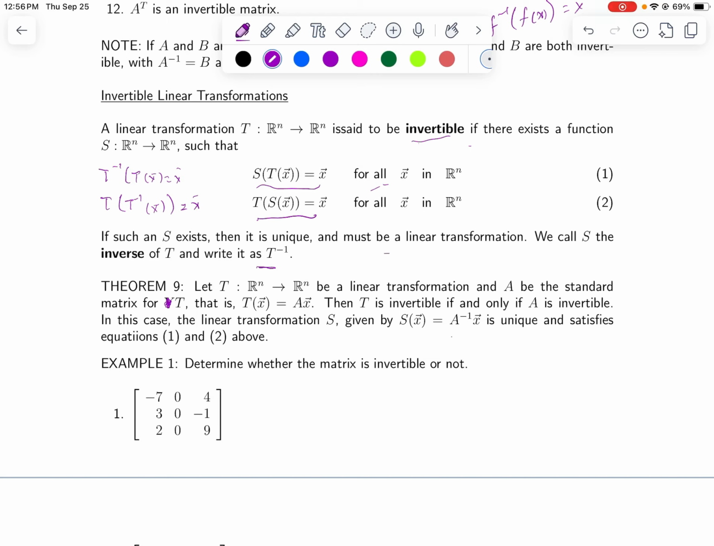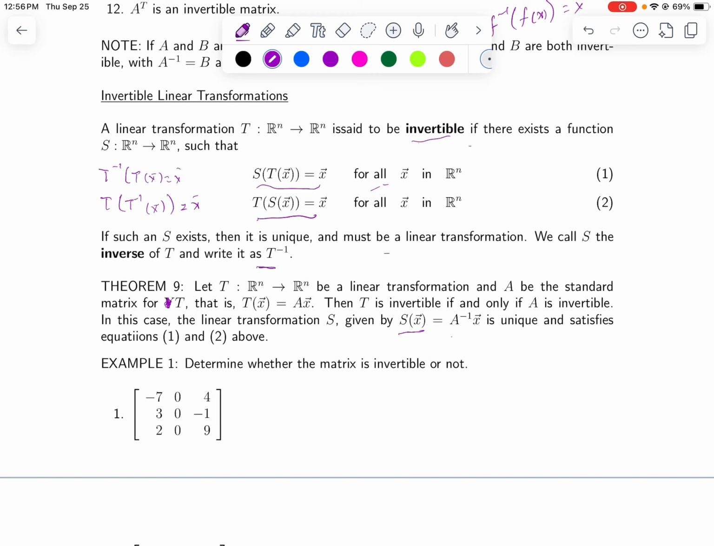That is, we can write T of x as A times x. Then T is invertible if and only if A is invertible. In this case, the linear transformation S given by S of x equals A inverse of x is unique and satisfies equations 1 and 2 above.